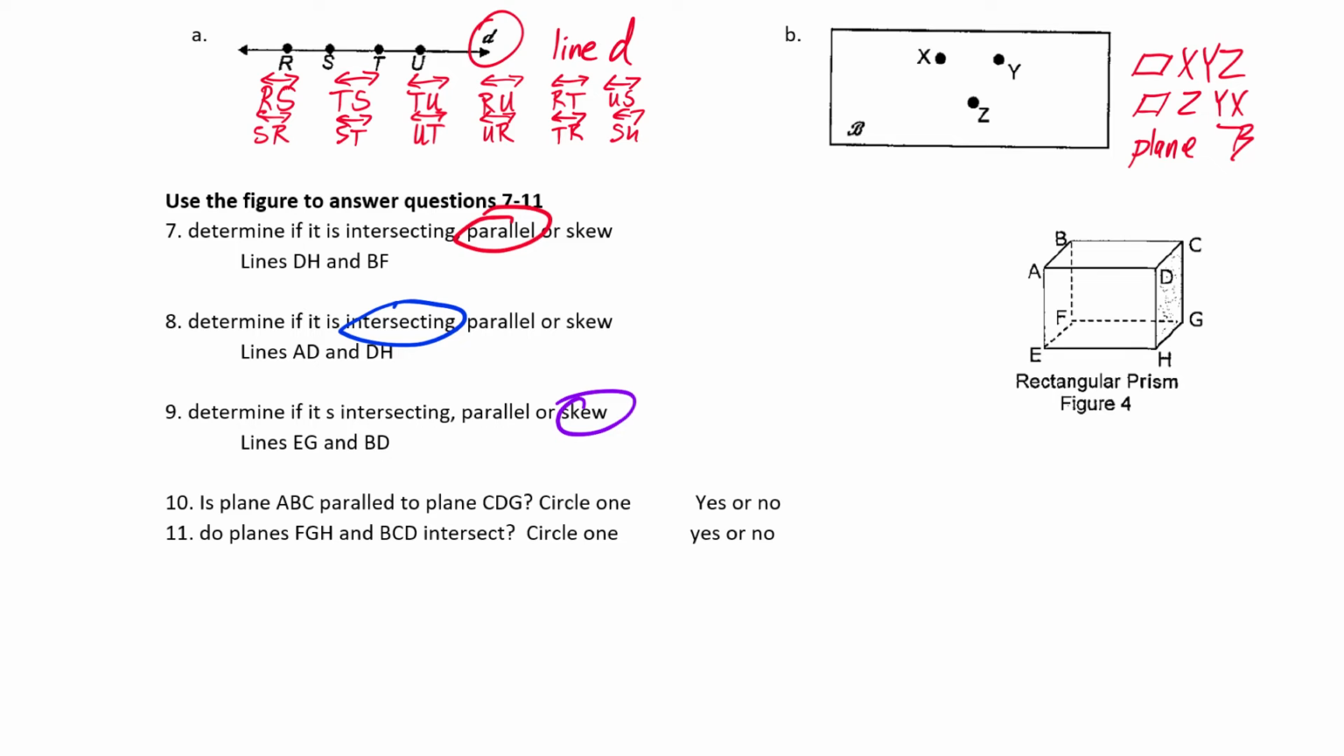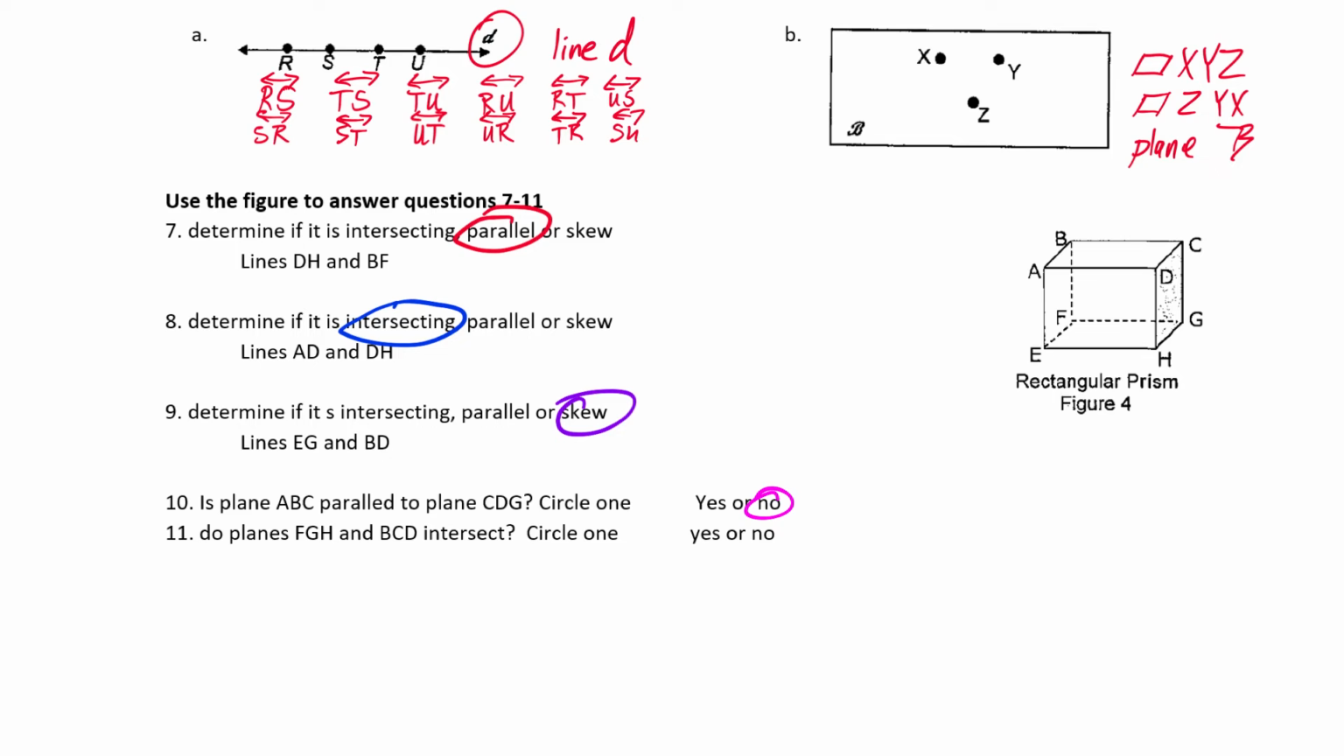Is plane ABC parallel to plane CDG? So ABC is this plane up here. CDG is this plane right here. Are those two planes parallel? No, they're not parallel. They are definitely going to intersect.